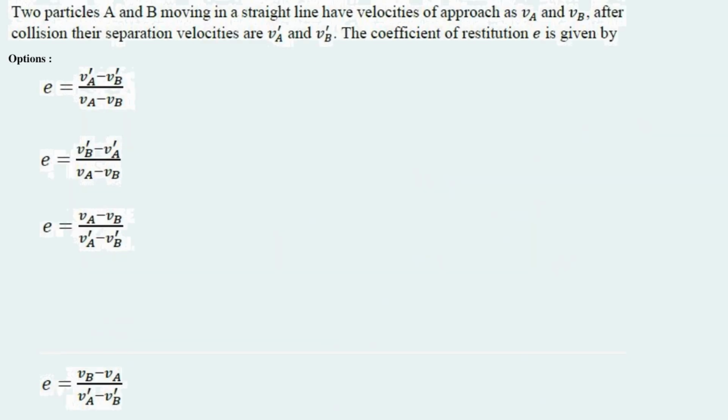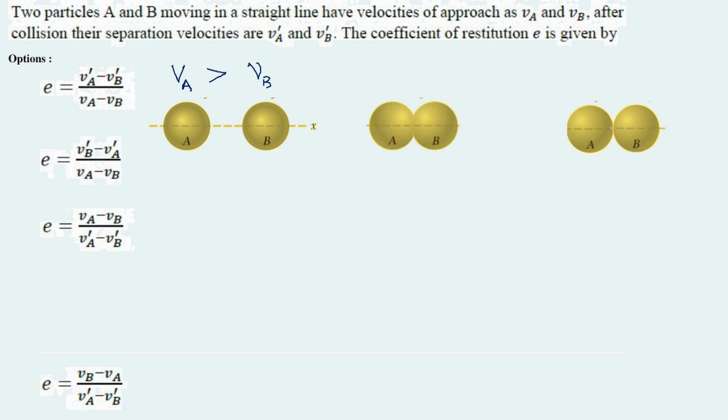Let's have a look at this question. Two particles A and B are moving in a straight line as shown here in the figure, having approach velocities VA and VB. Generally, we assume VA is greater than VB in order to facilitate the collision between these two particles. Now, after collision, the separation velocities are VA dash and VB dash. Now, we need to find the coefficient of restitution E.